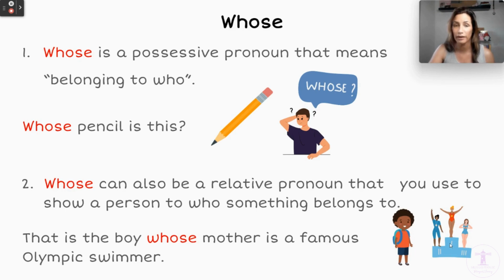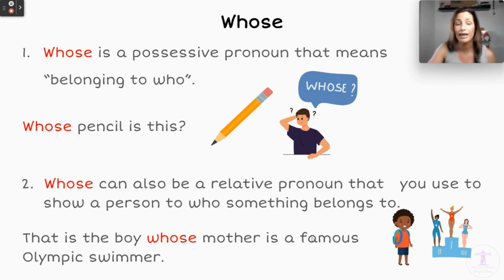That is the boy whose mother is a famous Olympic swimmer. So this woman here is an Olympic swimmer, okay? And she is the little boy's mom. So that is one of the ways that you can also use this word.